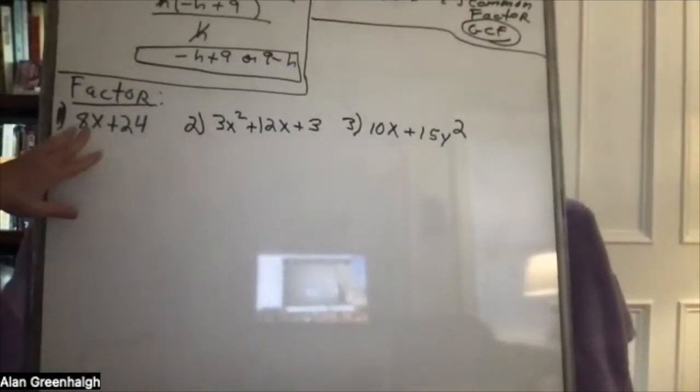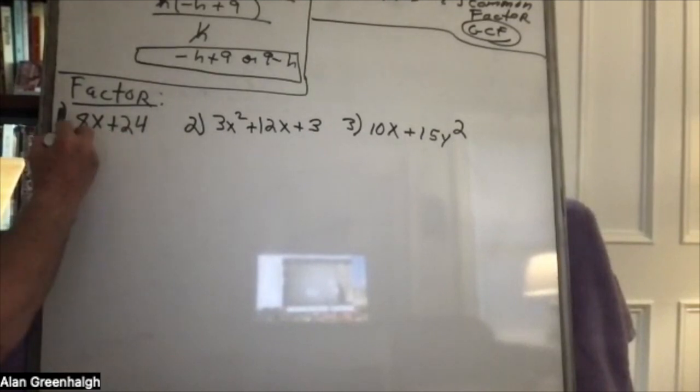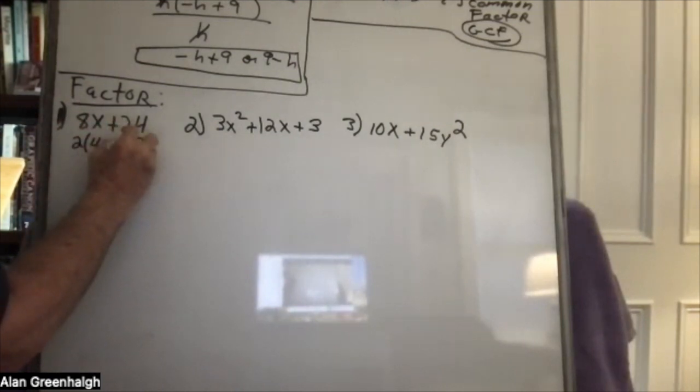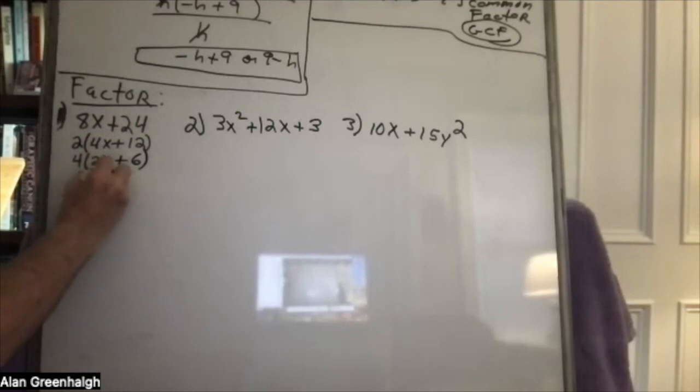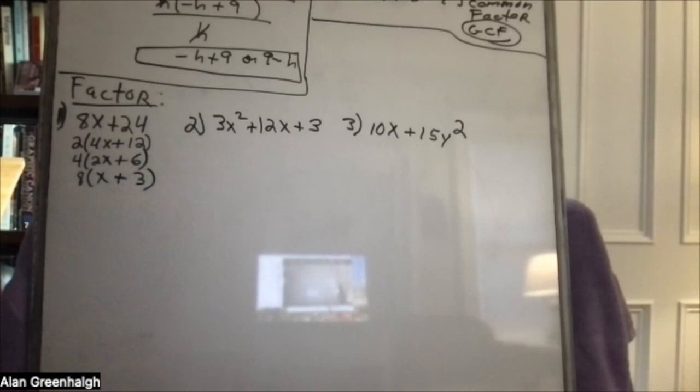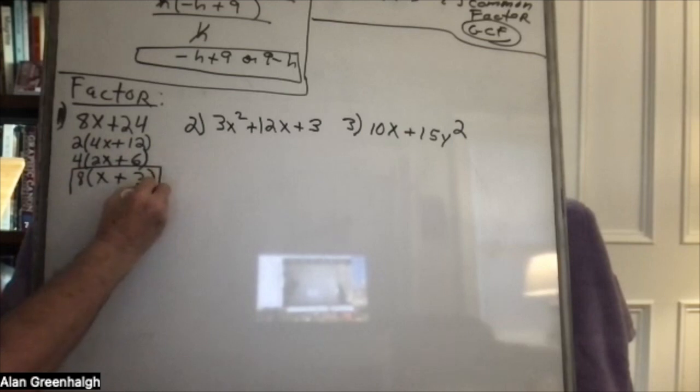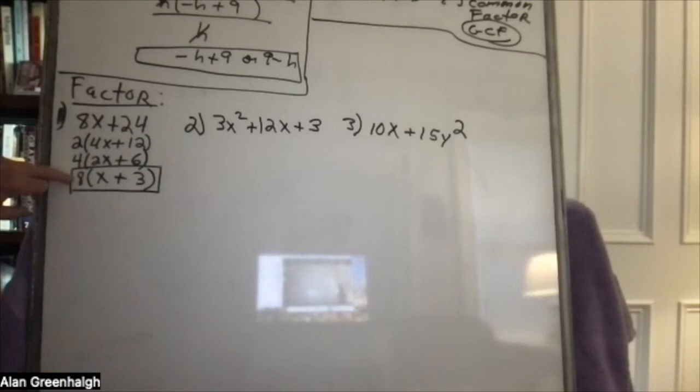So you look at this problem, and you can see that there's a couple of ways of doing it. For example, you could take out the 2 and say, okay, how about 4x plus 12? You could take out a 4, and you're left with 2x plus 6. And of course, you could take out an 8, and you're left with x plus 3. So in this situation, this would be the most correct solution to this problem. This is the greatest common factor.